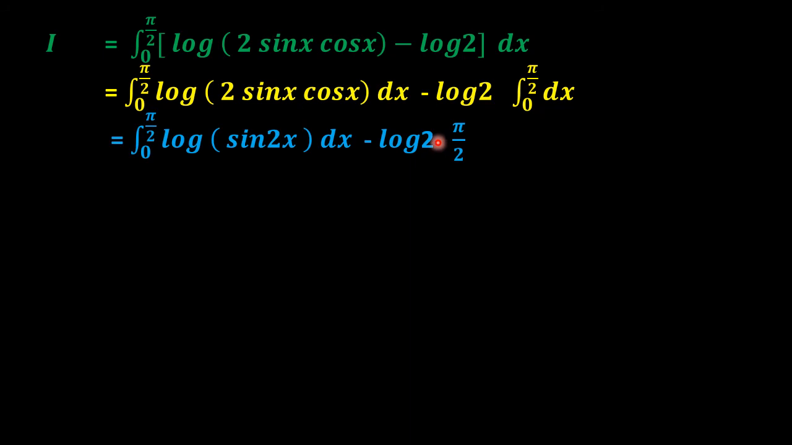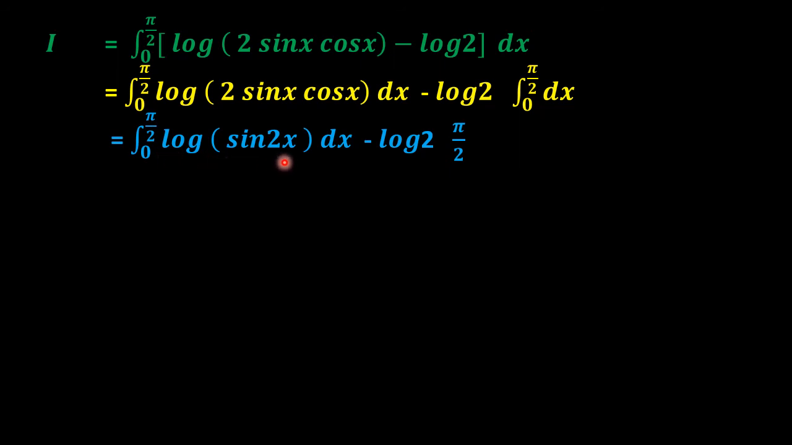So this integration from 0 to pi by 2 dx is pi by 2, and this 2 sin x cos x is sin 2x. So here again we are using the formula from trigonometry. Sin 2 theta is 2 sin theta cos theta.